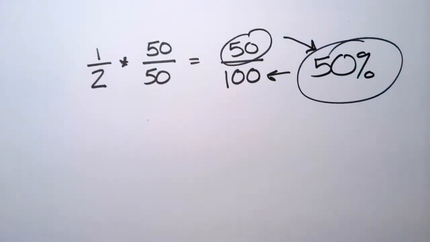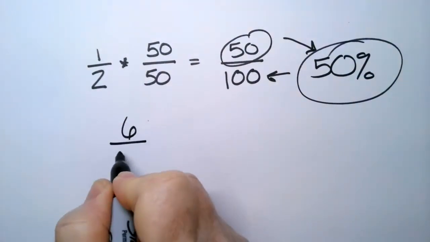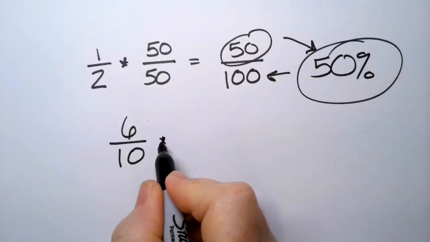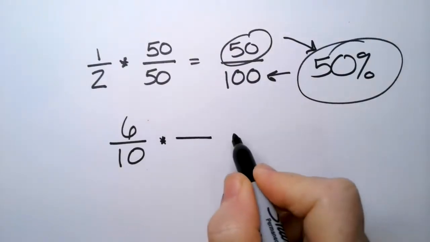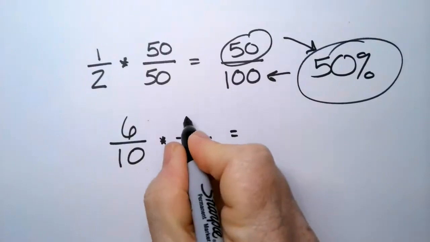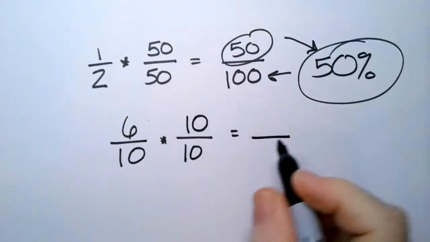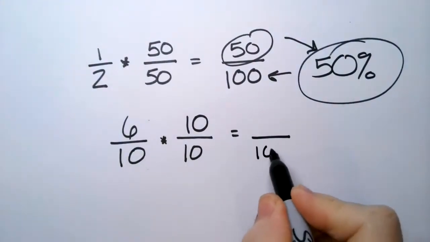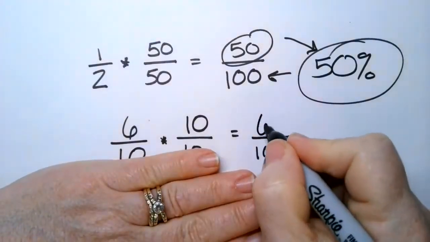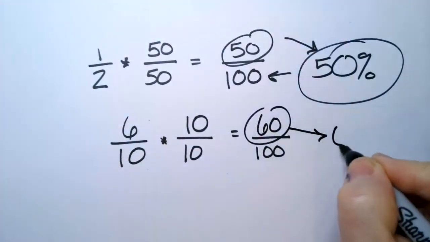Good. Okay, what if I say this, 6/10? What would you do here? Can you give me the percent? Can you do this one? Yeah, you'd scale this up. What would the bottom need to be? Yep, the bottom would need to be 10, and then the top is 10. So what do you get here? 10 times 10 on the bottom is 100. What's the top? 6 times 10 is 60. So this is 60%.